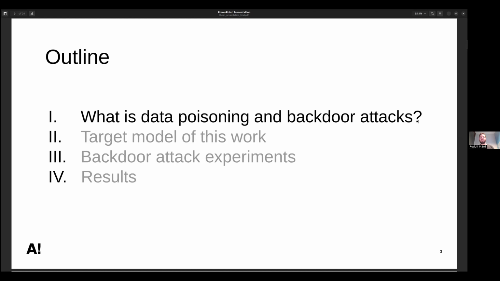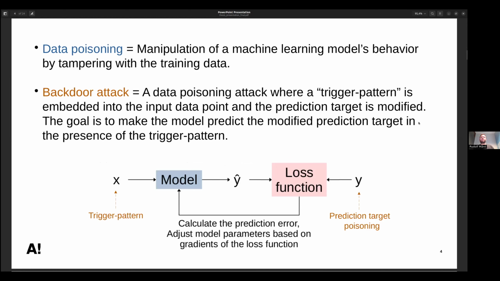Okay, let's start with 1. What are data poisoning and backdoor attacks? Data poisoning means manipulation of a machine learning model's behavior by tampering with the training data. A backdoor attack is a type of data poisoning attack where a trigger pattern is embedded into the input data point and the prediction target is modified. The goal here is to make the model predict the modified prediction target in the presence of the trigger pattern, so to make the model associate this modified prediction target with the trigger pattern when it's present in the input.